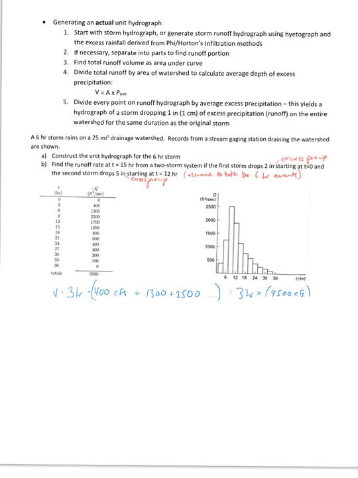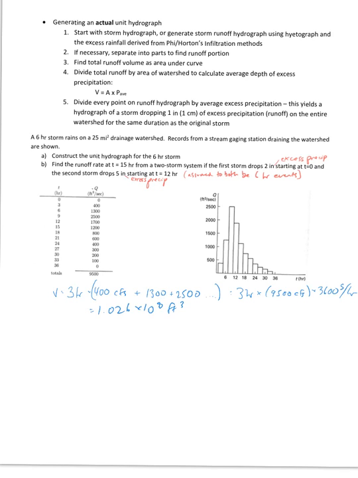This is cubic feet per second, and this is in hours, so we have to multiply by 3600 seconds per hour. And we wind up with a volume of 1.026 times 10 to the 8th cubic feet. Okay, so that's our volume.